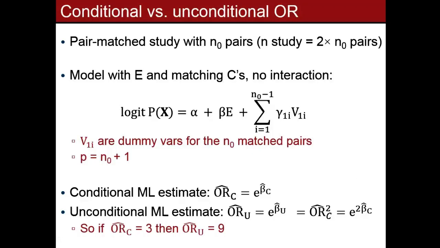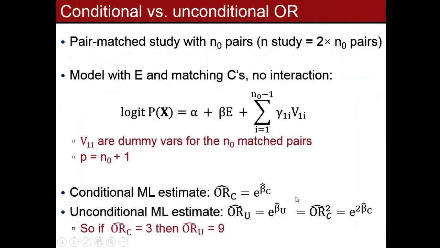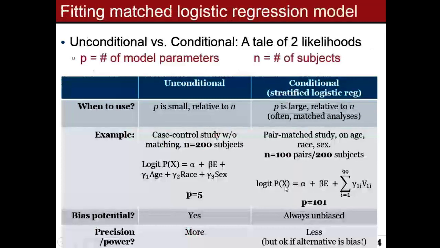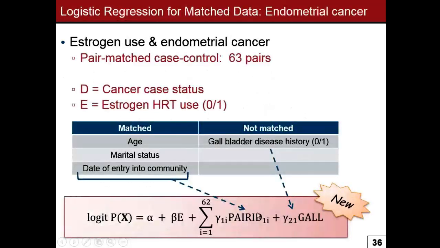More formally, when we're considering the right column here, when we have pair-matched data, the conditional model is going to give you the correct odds ratio, and the unconditional model is going to give you a wrong answer. Specifically, you're going to get the square of the right answer if you use the unconditional model. So if I fit this in a regular proc logistic, I'm going to get the square of the correct answer. Not good.